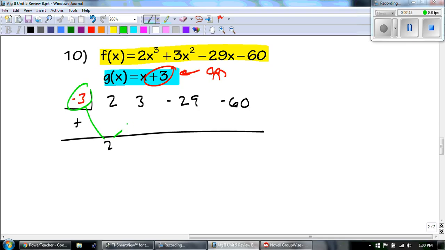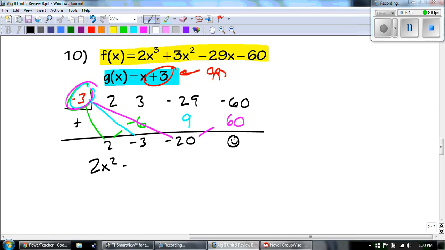Negative 3 times 2 is negative 6. 3 minus 6 is negative 3. Negative 3 times negative 3 is a positive 9. Negative 29 plus 9 is a negative 20. And then negative 3 times negative 20 is a positive 60. And it gives us 0, just like we want. So we have 2x squared minus 3x minus 20. This is what I need to factor.